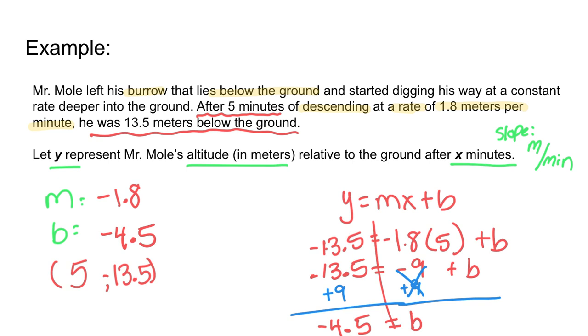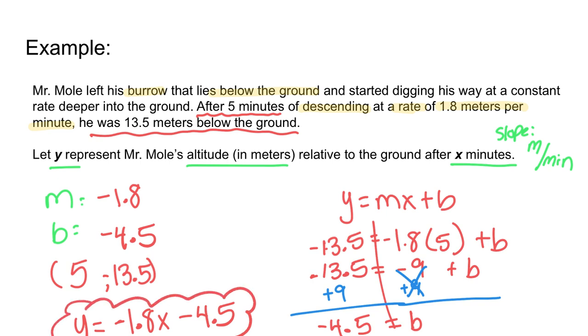It's meters per minute. So if they ask us to write the equation of this, it's negative 1.8x minus 4.5. My m and my b. And again, that tells us that he started at negative 4.5 meters under the ground, and he burrowed negative 1.8 meters every minute.